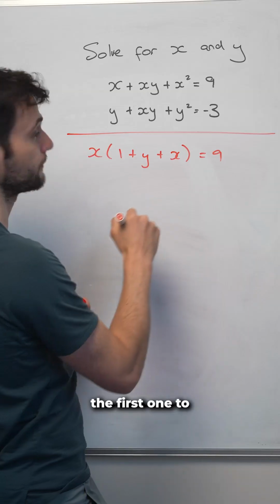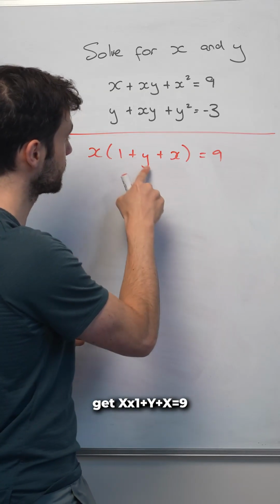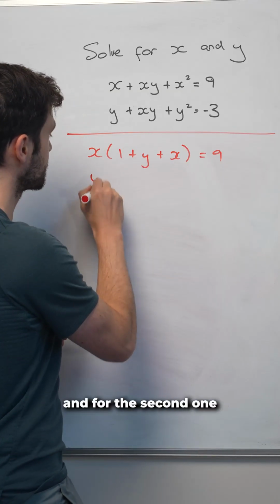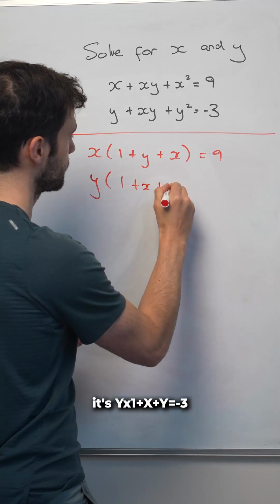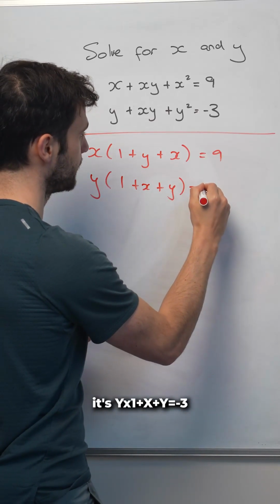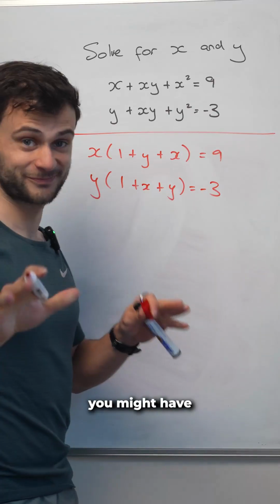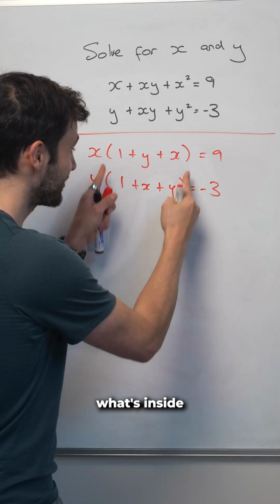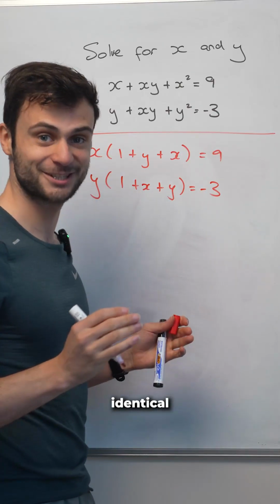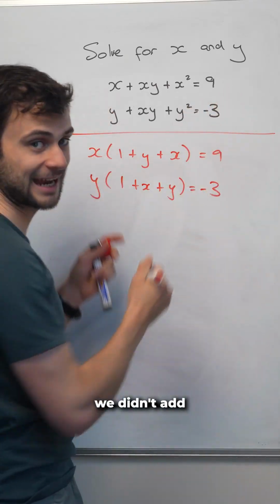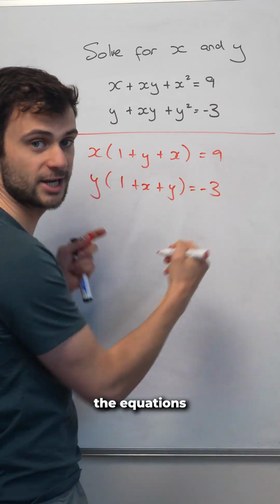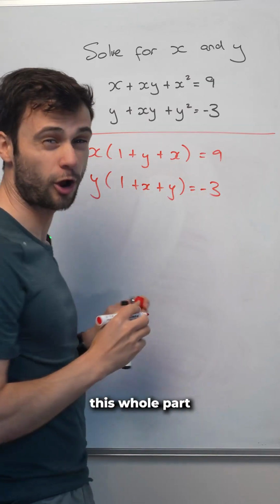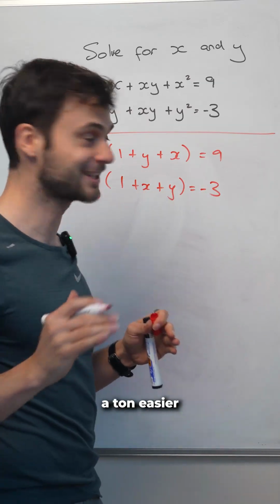So we factorize the first one to get x times 1 plus y plus x equals 9. And for the second one, it's y times 1 plus x plus y equals minus 3. And now you might have seen something. What's inside these two brackets is identical. And it's a good job we didn't add or subtract these two equations, because now we can divide one of the equations by the other one and eliminate this whole part, which makes it a ton easier.